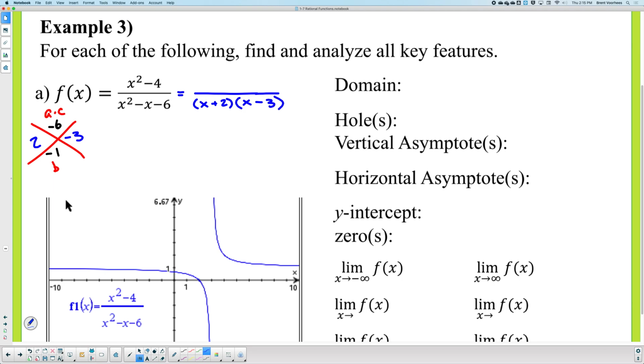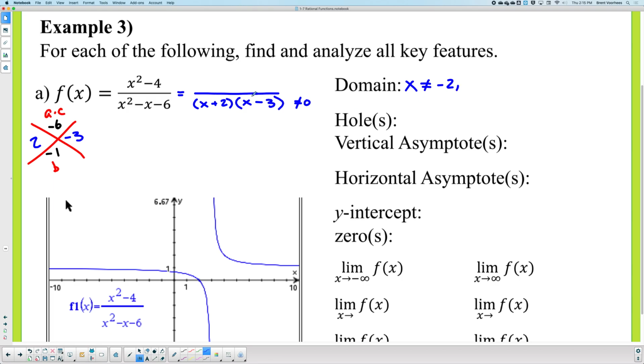x plus 2, x minus 3. Those are my factors for the denominator. So this is not allowed to equal 0. So my domain here, if this cannot equal 0, what would x have to be here to get a 0, according to the zero product property? Negative 2. So x cannot equal negative 2.